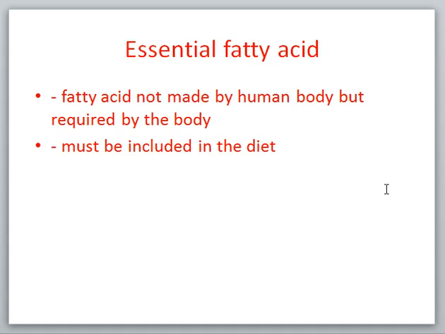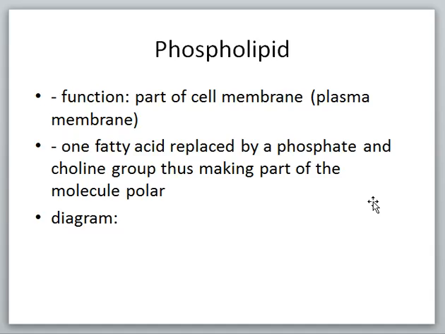Okay, so that gets us up to essential fatty acids, and an essential fatty acid is a fatty acid that is required by the human body, but the human body can't manufacture it. It has to be included in the diet. Anytime you see that essential nutrient, it follows that definition. It's required by the human body, but we cannot manufacture it, so it must be included in the diet.